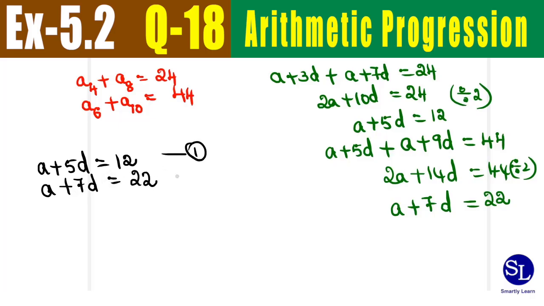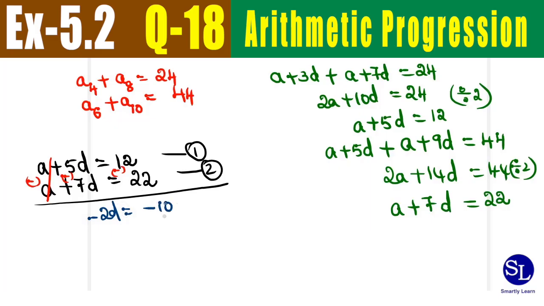If I mark this as the first equation and second equation, I'm going to subtract the second from the first. So what happens? A minus A, this will vanish. Now I'm going to change the sign, which I've done. So 5D minus 7D is equal to minus 2D. 12 minus 22 is minus 10. So minus 2D is equal to minus 10. So D is equal to 5.